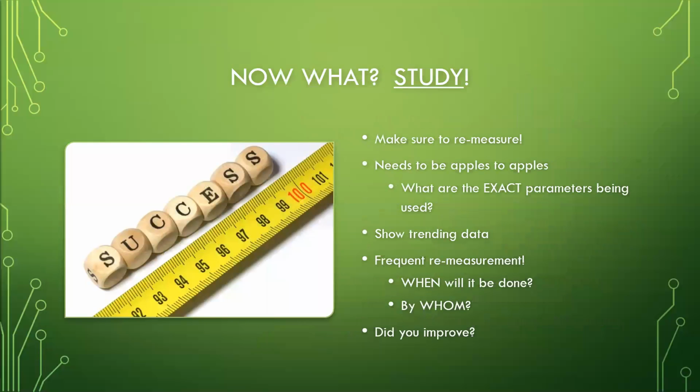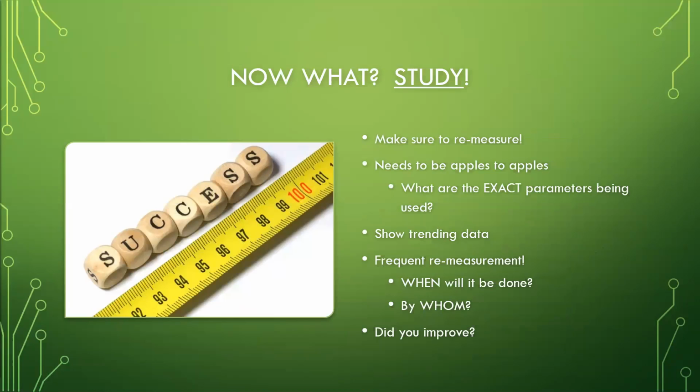Now we get to the study phase. So this is really where you're remeasuring and seeing if things are going the way you expect them to be. It's key to use the apples to apples comparison, so using the exact parameters that you use to get your baseline, with the exception, of course, of the time that you're doing it. So with a baseline, it was before the implementation. The remeasurement is going to be after the implementation of whatever action that you came up with.